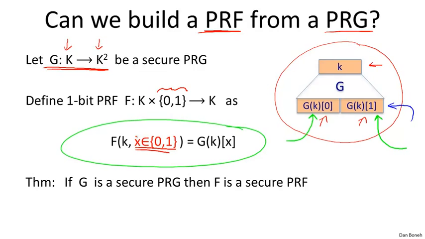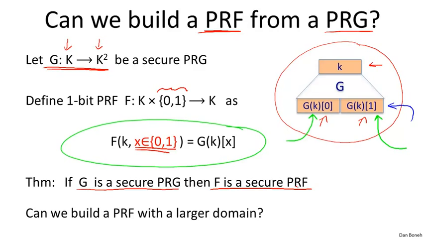Now it's straightforward to show that if G is a secure PRG, then this 1-bit PRF is in fact a secure PRF. If you think about it for a second, this is really a tautology. It's really just stating the same thing twice. So I'll leave it for you to think about this briefly and convince yourself that this theorem is true. The real question is whether we can build a PRF that has a domain bigger than just 1 bit. Ideally, we'd like the domain to be 128 bits, just as AES has. So the question is, can we build a 128-bit PRF from a pseudorandom generator?